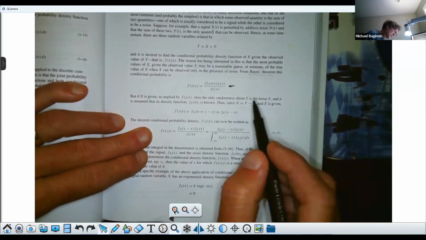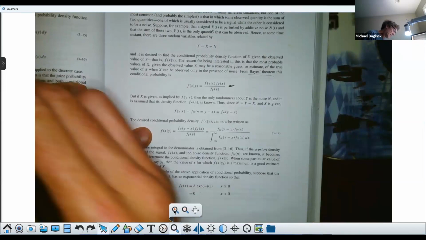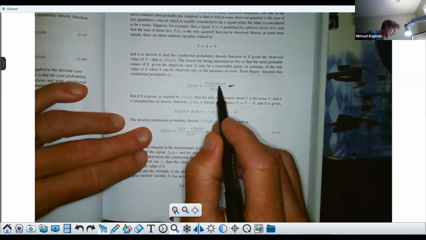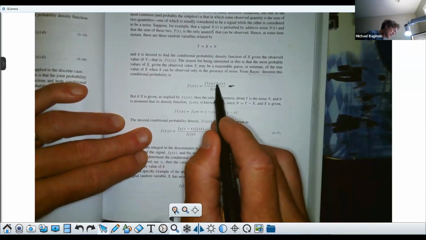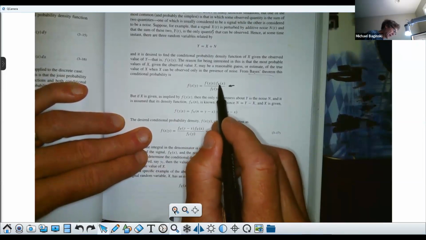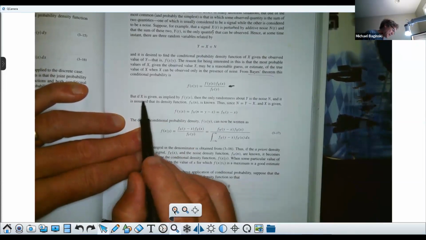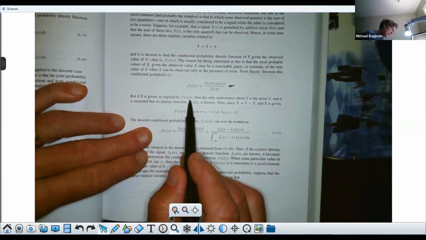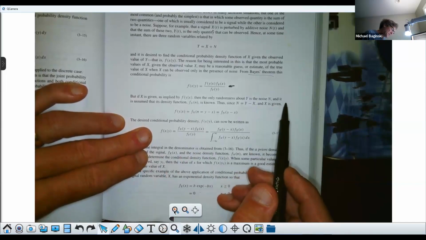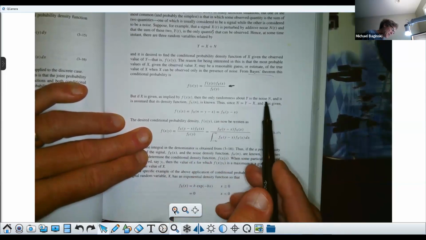And this is what he's going to say. So he says f of X given Y, and this is what we were talking about earlier, is f of Y given X times f of X. And this is the same thing as f of X comma Y divided by f of Y. But if X is given, as implied by f of Y given X, then the only randomness is the noise. So if we have X given here, the only randomness in Y is the noise.